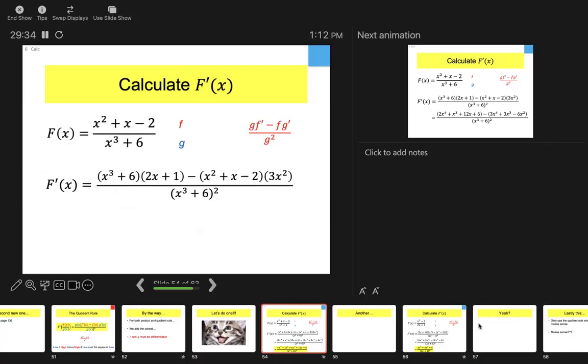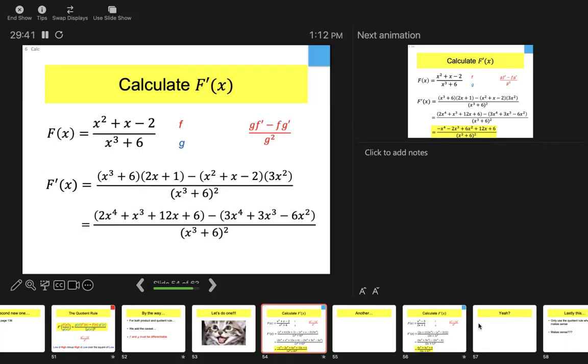Or 3x to the 4th plus x to the 3rd minus 6x squared. Okay, so this is what you just said, yeah? With a little bit of scratch work. Woo, that's a lot of things. I'm not going to distribute, I'm just going to do it all in one step.